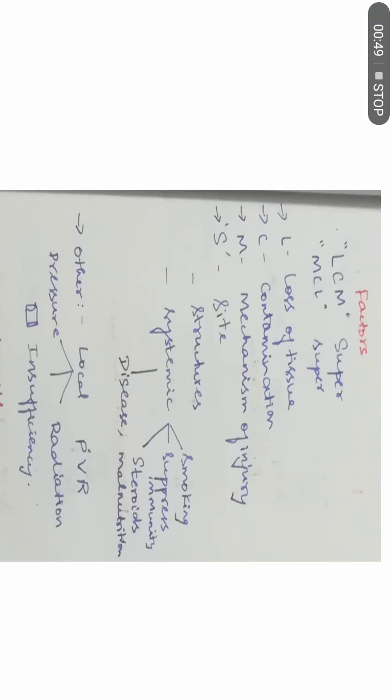L is for loss of tissue, C is contamination, M is mechanism of injury, based on the mechanism, whether it's an incision or a stab wound, and based on the site, structures involved, and systemic factors such as smoking, suppressed immunity, and other systemic causes like malnutrition and disease.